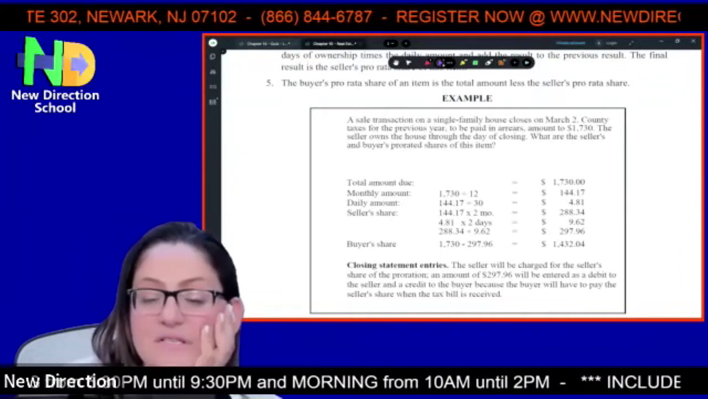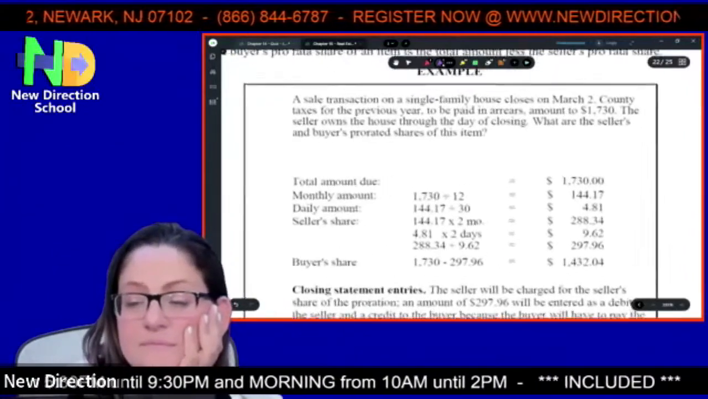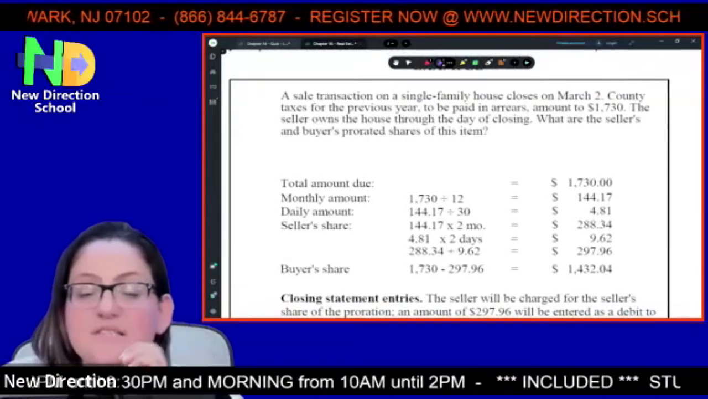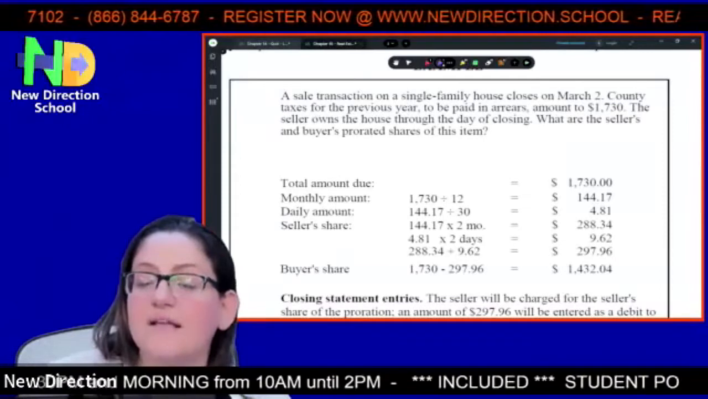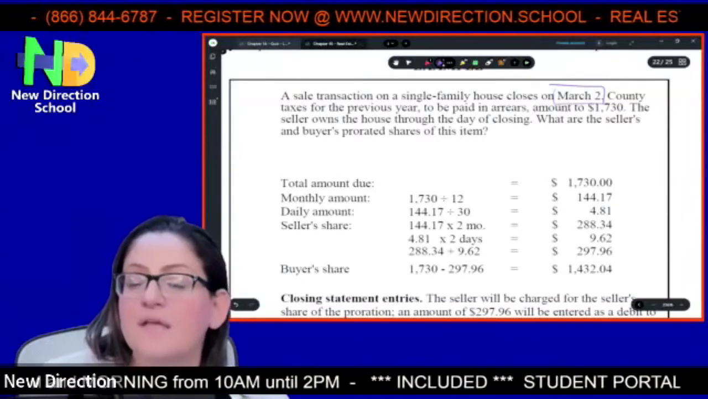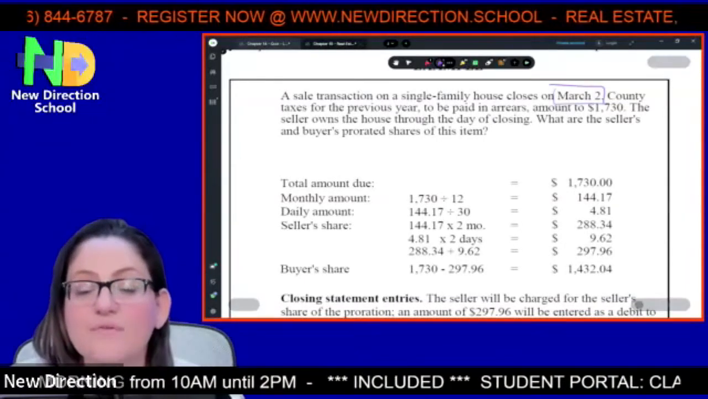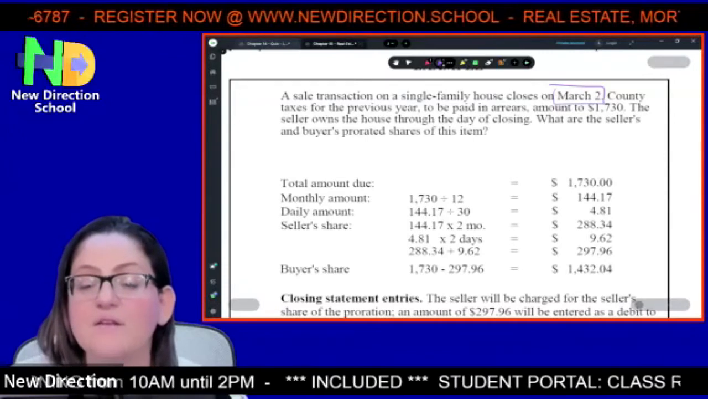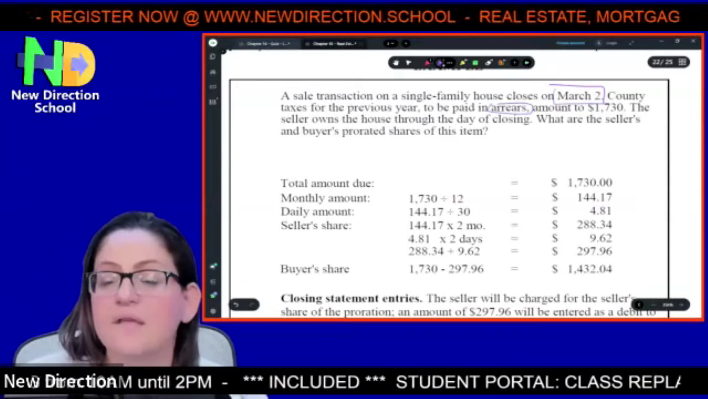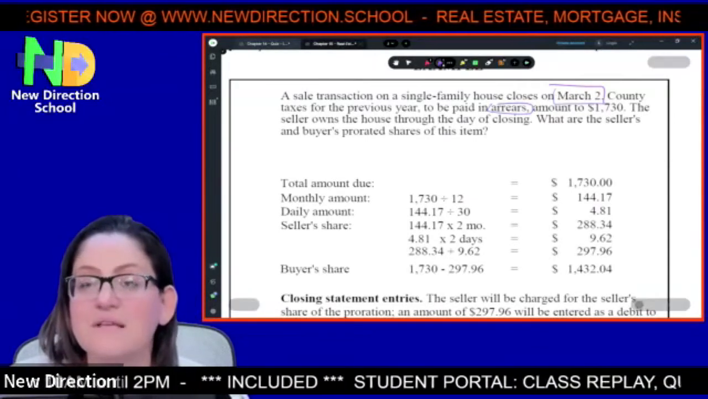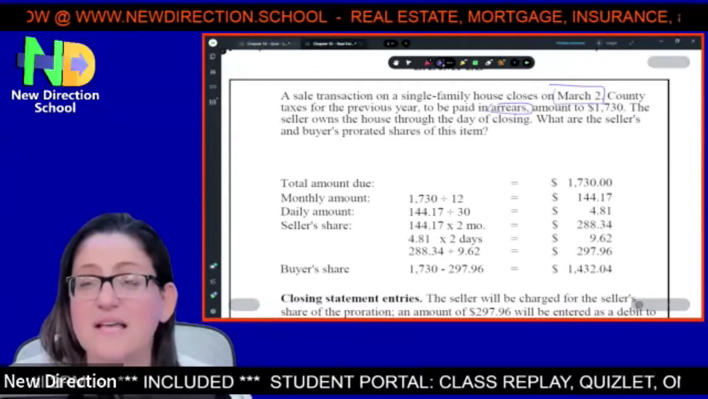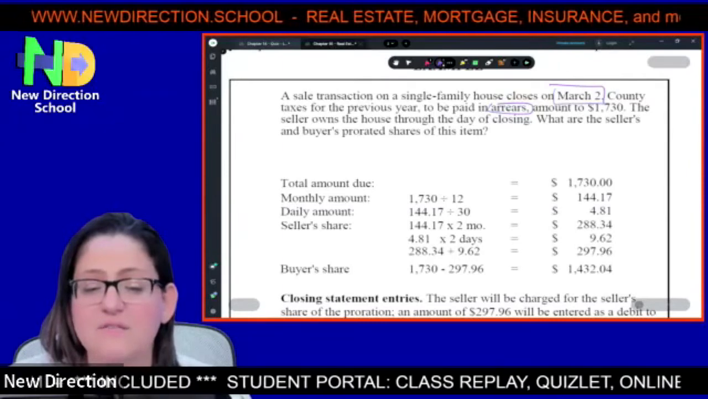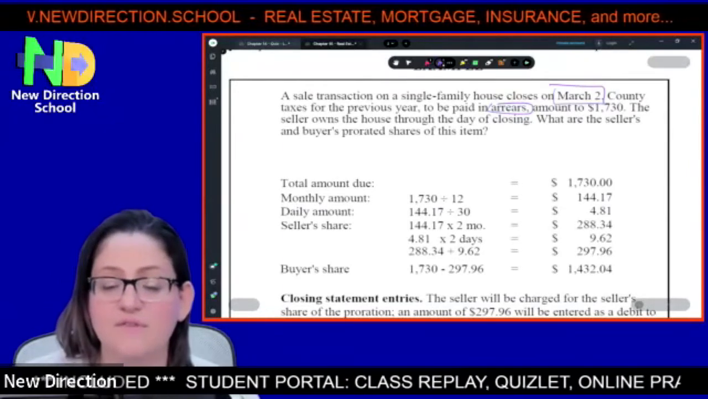Okay, so in this example, it says the sales transaction on a single family house closes on March 2nd. County taxes for the previous year to be paid in arrears amount to $1,730. The seller owns the house through the day of closing. What are the seller's and buyer's prorated shares of the item?